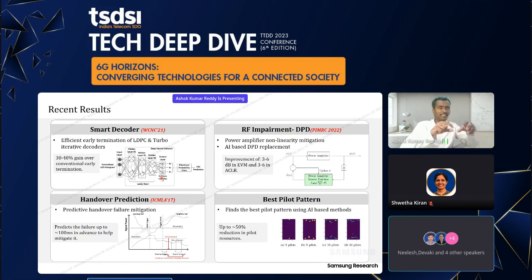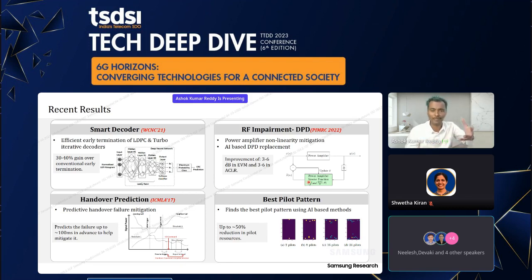So we try to see when to stop this decoder. That's just an added brain over the existing decoders. So when to stop this, add that layer of intelligence over the existing system. That's what we tried. We showed still 30 to 40% gains in power for this case.